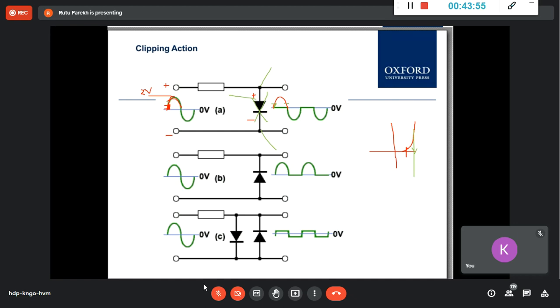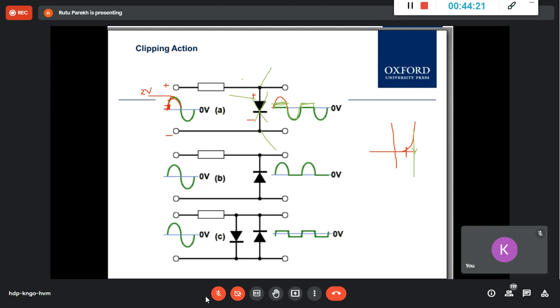So from 0.7, if you go to 1 volt, 2 volt, and again you come back, it is 0.7 volt. And then again the same thing, and then this way. It will follow the input up to 0.69, and then at 0.7 it is all 0.7, not 0.